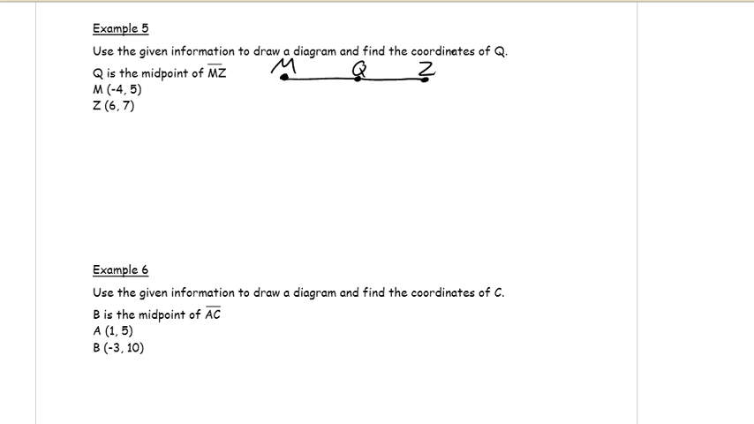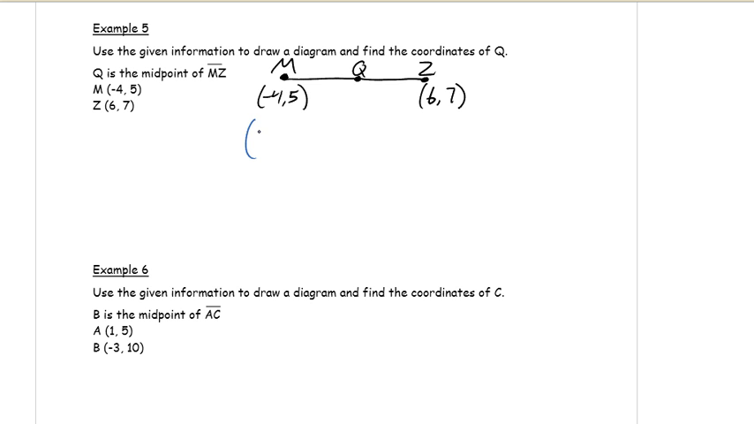We know that M is (negative 4, 5), and Z is (6, 7). We want to find out what Q is. So to find Q, this is one that we're going to want to do algebraically. You can do it by counting kind of like we did the last one. It's not quite as easy. I'd rather just do algebra here.